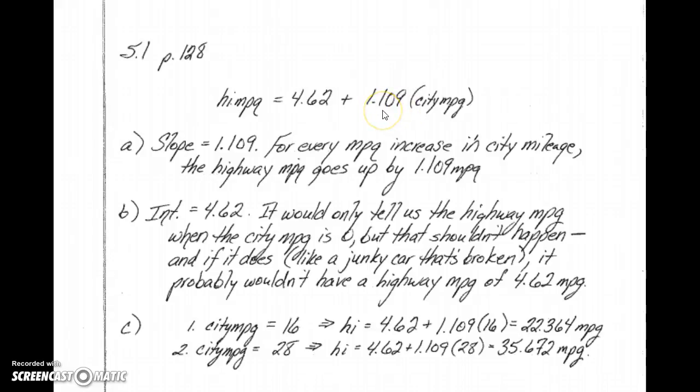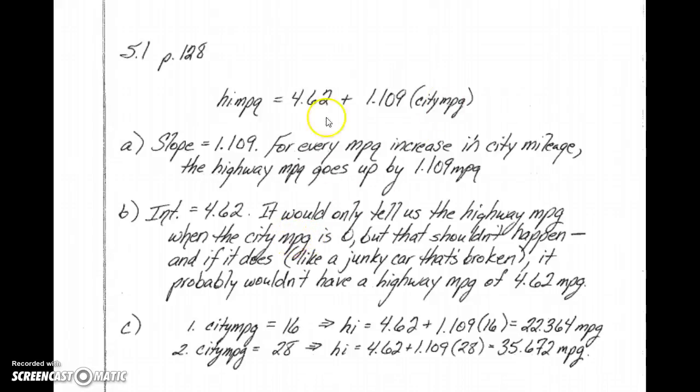And what that actually means is, if you think about it, every time the city mileage goes up by 1, then it will get multiplied by this 1.109, and the highway miles per gallon will go up by 1.109. So for every additional 1 in the city mileage, you'll get an extra 1.109 in the highway mileage, which makes sense because highway doesn't have as much starting and stopping. So we would expect that number would go up more quickly than the city miles per gallon.